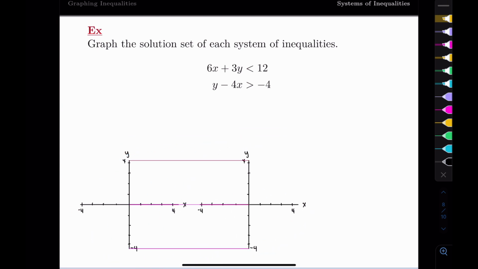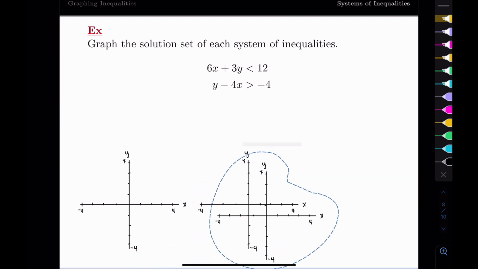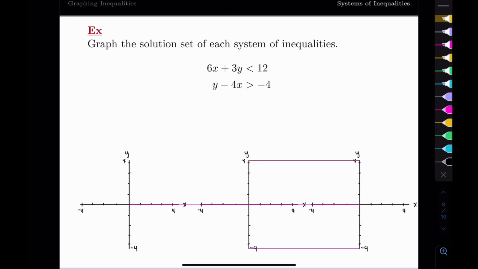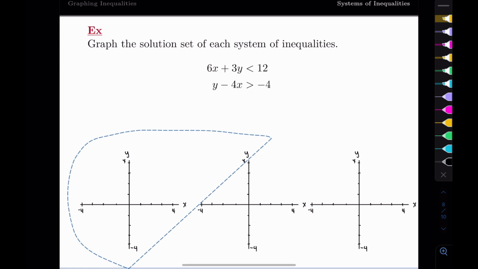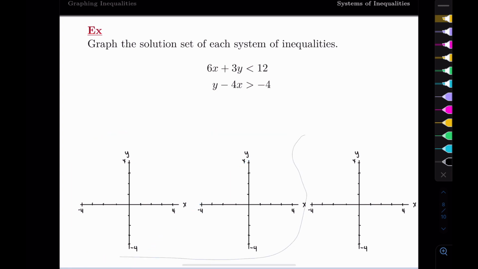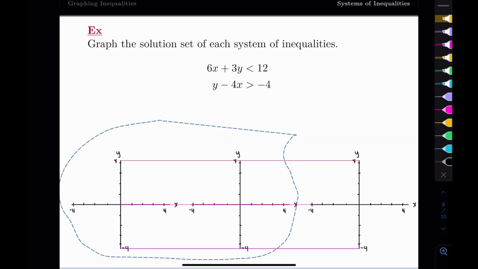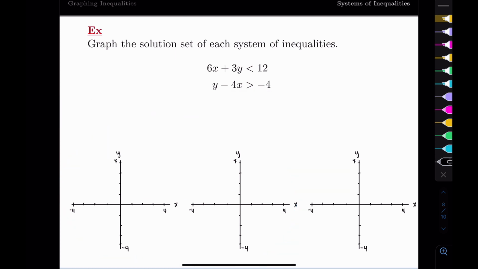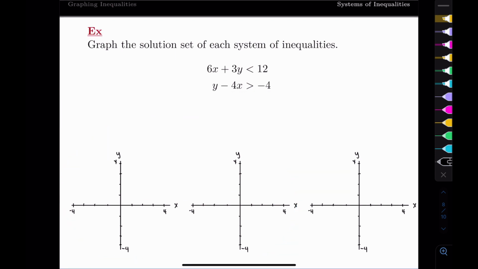So we need to graph each inequality separately, and then we're going to graph a third and final one. Let's see if I can squeeze it in. There we go. We'll just move these over a little bit. Our third and final one will be the full system. Okay. So in my first one, I'm going to graph 6x plus 3y is less than 12. In the second one, we're going to graph y minus 4x is greater than negative 4. And then in the final one, we graph the full system.